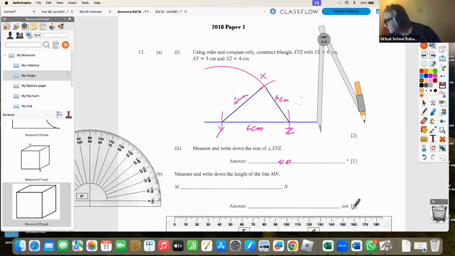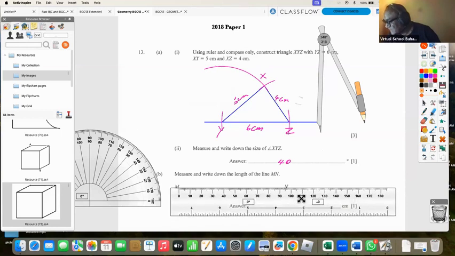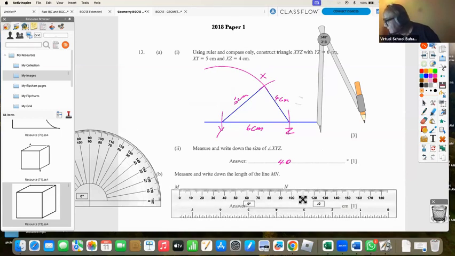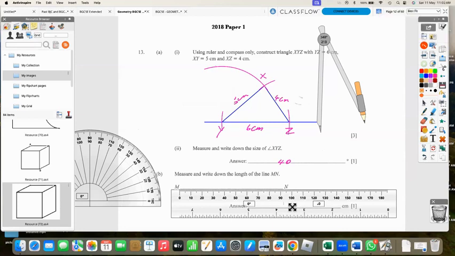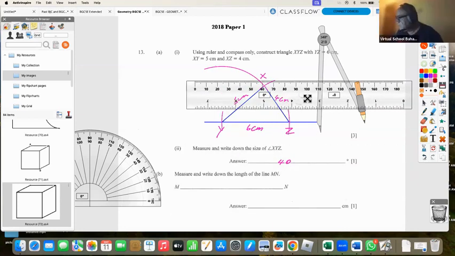And you see this is cm, so you got to measure it in cm. MN. That is this line that they give us here. What is the length of that line? 9.2. So we'll write 9.2 and they have cm there. And I think that will conclude today.